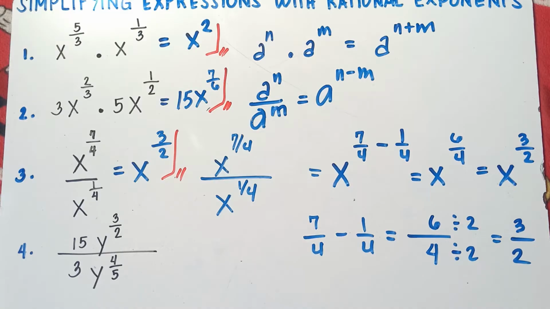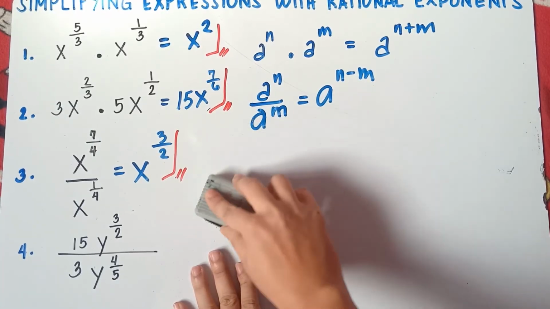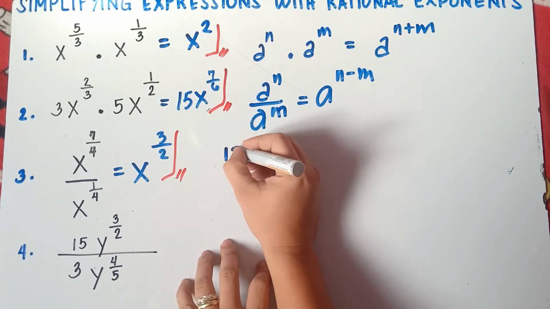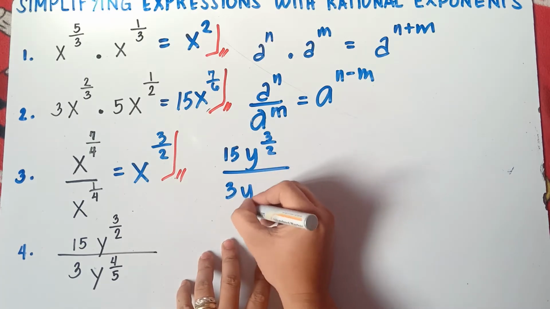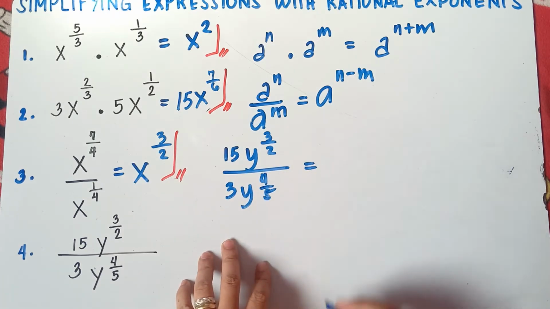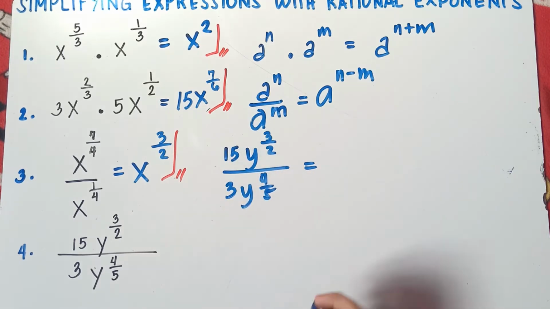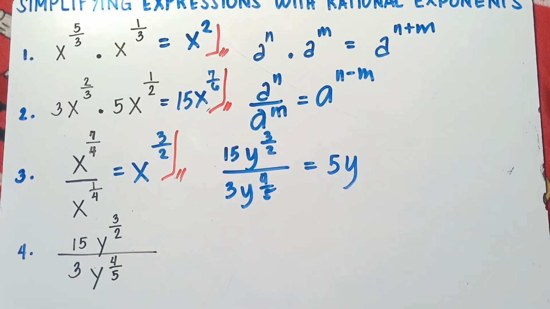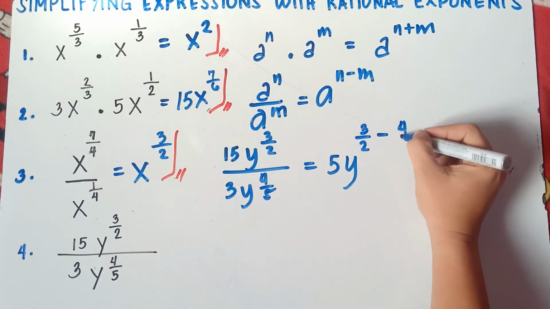So let's try number 4. Okay, try number 4. So once again, we have the quotient rule. So divide. So let's copy first. 15y raised to the power of 3 over 2 over 3y raised to the power of 4 over 5. So check, class, can we divide 15 and 3? Yep, 15 divided by 3, that is 5, right? Then same basis, which is y, copy y. Alright, and then you subtract the exponent. 3 over 2 minus 4 over 5.